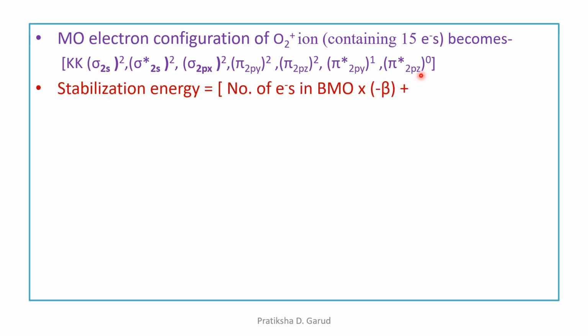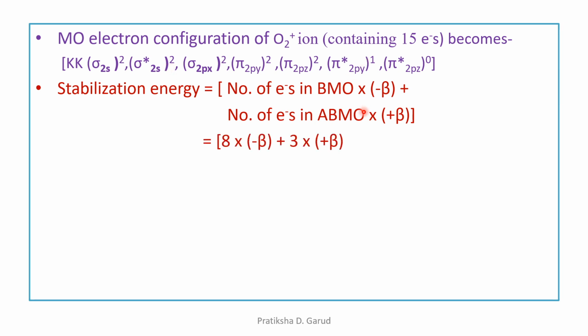Then the stabilization energy is equal to number of electrons in BMO into minus beta plus number of electrons in ABMO into plus beta. So in the BMO, that means in the bonding molecular orbital, we are having 2 plus 2 plus 2 plus 2, total 8 electrons, and in the antibonding 2 plus 1, total 3 electrons. So it becomes 8 into minus beta plus 3 into plus beta, which is equal to minus 5 beta. So the stabilization energy for the O2 plus ion is minus 5 beta.